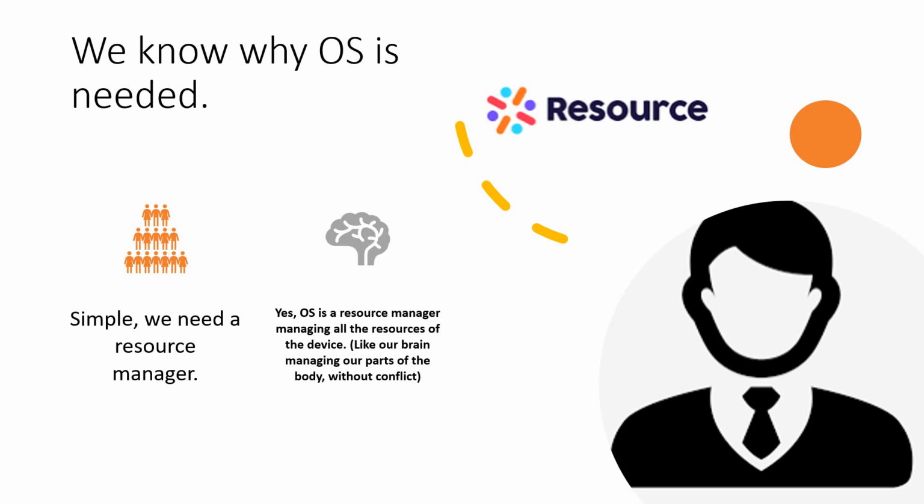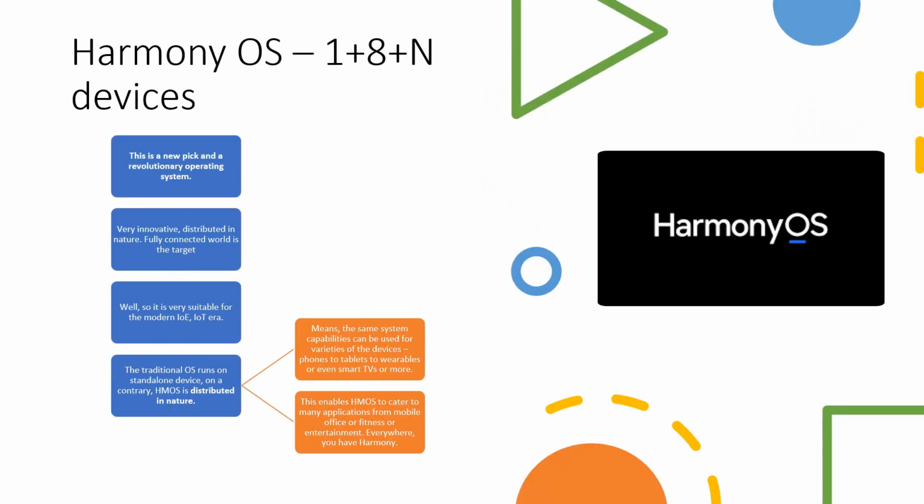So operating system is a resource manager, and we are going to learn about Harmony OS, which is targeting the 1 plus 8 plus n philosophy. 1 is your smartphone, your smart device. Plus 8 is other 8 devices connected to it, and through that another n devices. So it's going to be a completely revolutionized, completely networked, completely interconnected world, a fully connected world is the target for this Harmony OS. This is a new pick, this is growing, this is going to be the world. This is very innovative, very distributed in nature, and most importantly this is fully connected.